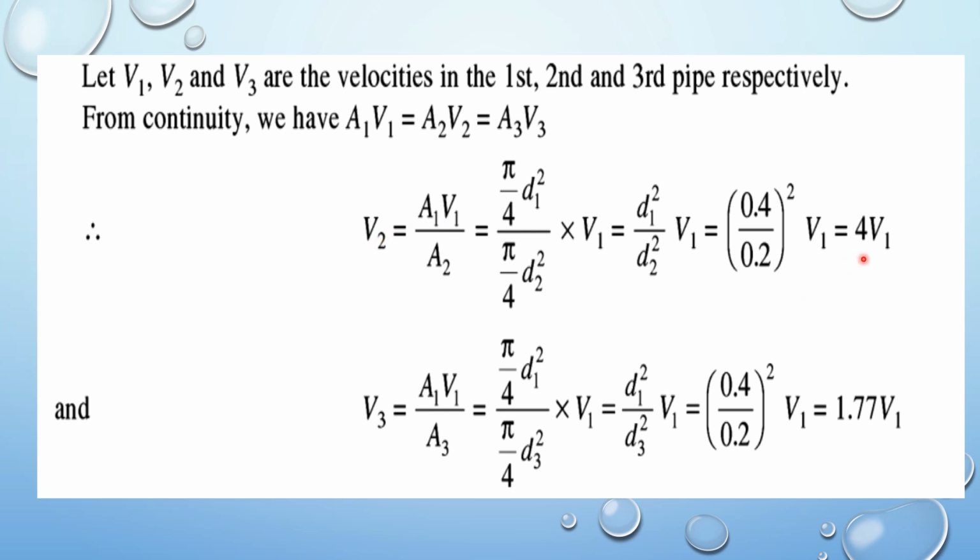Similarly, considering the first and third equation, A1 V1 is equal to A3 V3, because we are trying here to write V3 also in terms of V1. So V3 is equal to A1 V1 by A3. Substituting the values and simplifying, we will get V3 is equal to 1.77 V1.